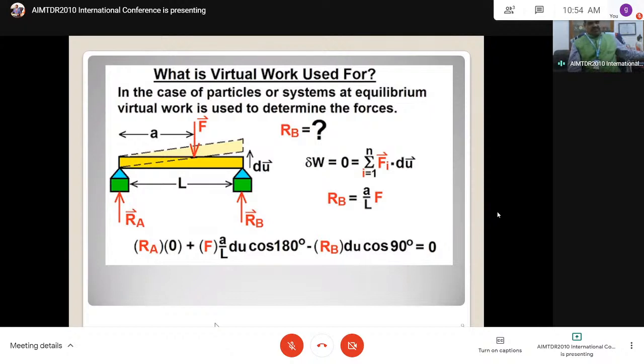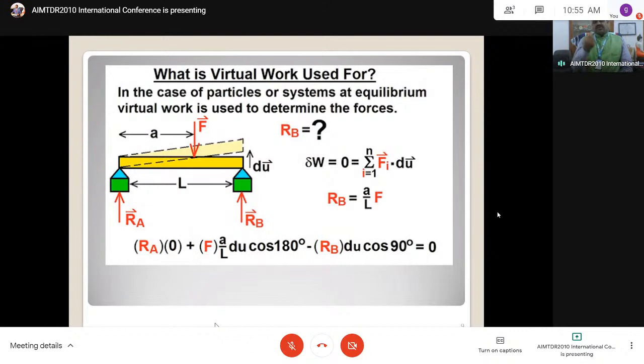Particles are a system of forces, or systems at equilibrium. Here we find out their reactions, because the displacement is given on the right hand side. One is a hinge support, the other is a roller support. Roller support has the vertical reaction only. Hinge support allows only rotation, or vice versa, you can change.